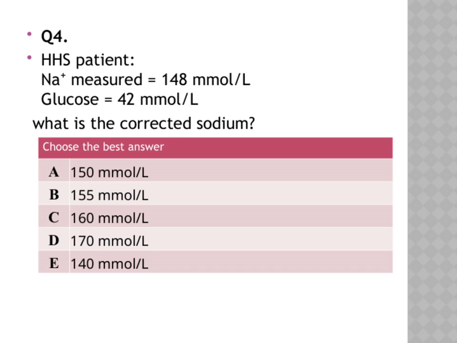The goal is to find the sodium level that better reflects the patient's actual sodium status, not just the dilutional effect caused by hyperglycemia. By doing this correction, we can better assess whether the patient truly has hypernatremia, or if it's just an artifact of their high glucose. Now, looking at the options, which one do you think matches the corrected sodium level?